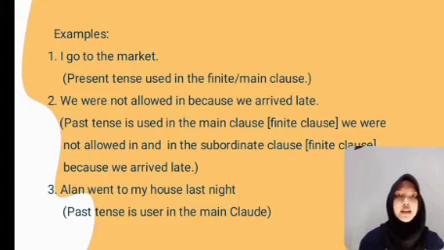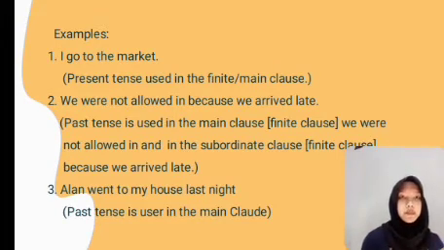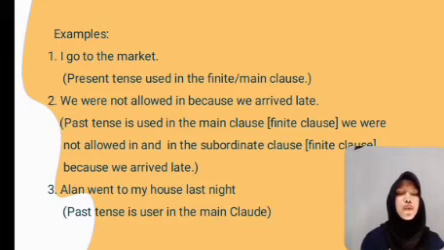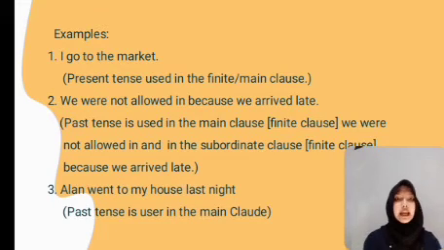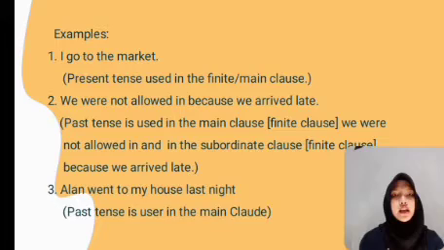And the second example: we were not allowed in because we arrived late. The past tense is used in the main clause. Main clause, finite clause: we were not allowed in. And the subordinate clause, also finite: because we arrived late. So this is a clause that contains past tense, so the clause is called a finite clause.